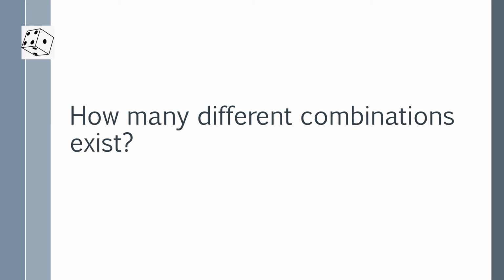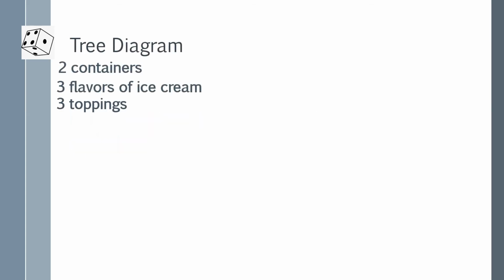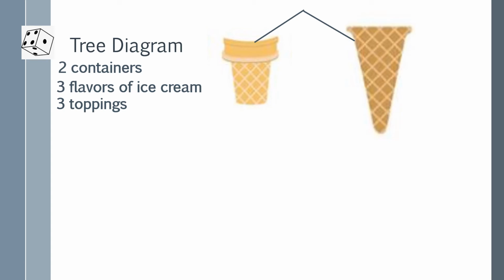We're ready to construct a tree diagram to explore how many different combinations exist. So let's draw the tree diagram as we go. First of all, she has 2 containers. She has a regular cone and a waffle cone. Now for the flavors, she has 3 options, so we need to make 3 branches off each type of cone.